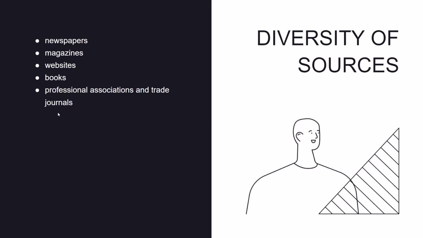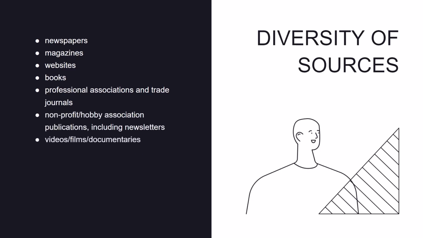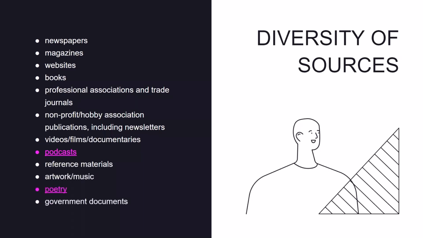Now, after these sources that I've got listed here on the screen, I'm going to start moving into things that are a little bit less traditional. So the first one, nonprofit hobby association publications, including newsletters, videos, films, documentaries. That's a little bit more acceptable, but still can be a little challenging to incorporate. Podcasts, reference materials, artwork and music, poetry, government documents. Some of these we don't use just because students do sometimes, I think, feel overwhelmed. They look at a government document and they're like, what is this? It's just because it's not familiar. So some of it is not so much that one is better than the other. It's really just a matter of students having a hard time distinguishing credible and non-credible sources and sites. Yeah, that's a really great point.